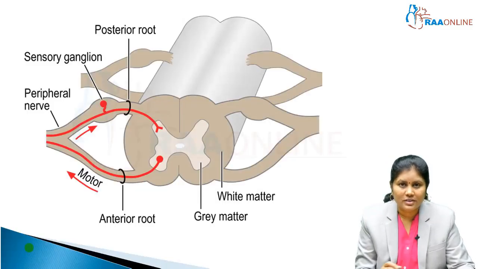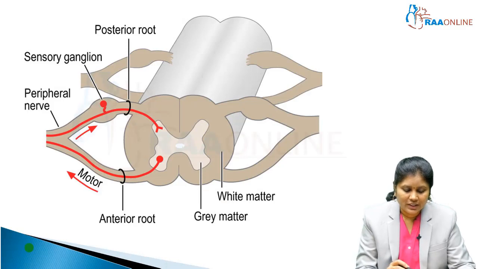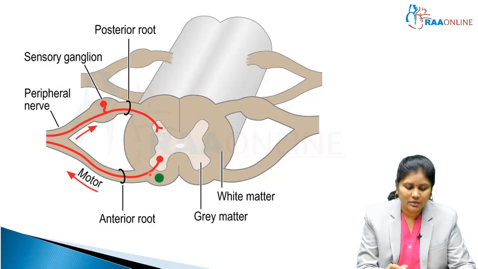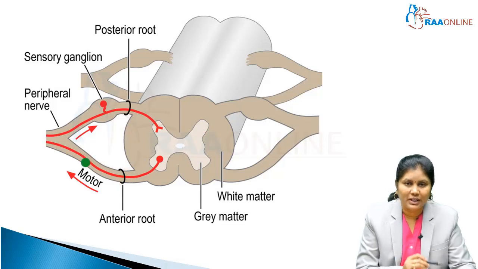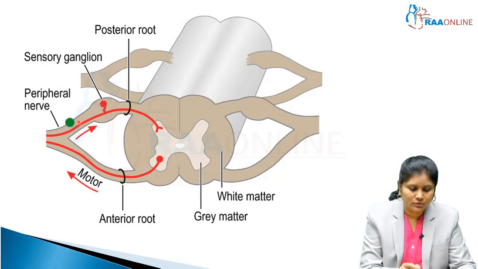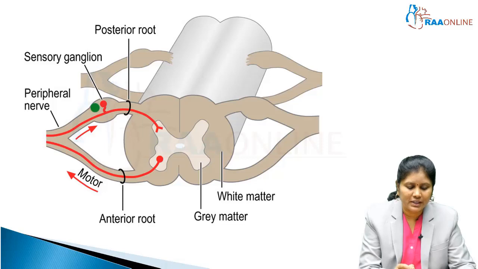Now, this is the cross section of the spinal cord. You can see the central egg-shaped structure, that is the grey matter. Surrounding that is the white matter. This is the central canal. These two are the anterior horns, and this is the posterior horn. This is the anterior root of the spinal cord, and this is the posterior root. Here lies the spinal ganglion, the dorsal root ganglion.